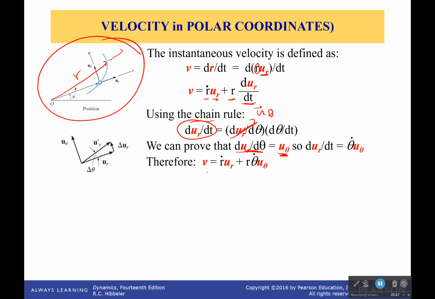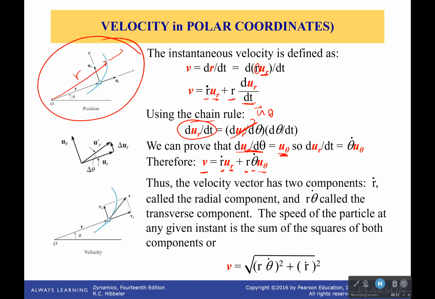And so what it comes down to is our velocity is going to be equal to the time derivative of our position, r dot, times the radial vector, plus our radius times the time rate of change of our angle theta, r theta dot, times the theta unit vector. So we have two components to the velocity. If we want, we can take the magnitude to get the overall velocity at any particular point.